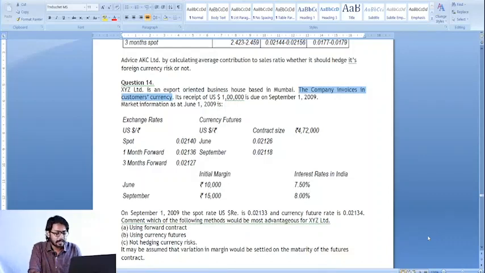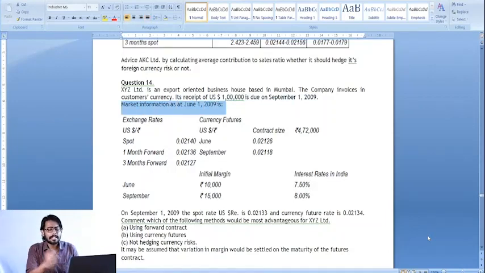The company invoices in customer's currency. The invoice will be raised in the customer's currency. Its receipt of $1 lakh is due on 1st September 2009. The market information is as at 1st June 2009. So we assume today is 1st June, that's why they are giving 1st June details.